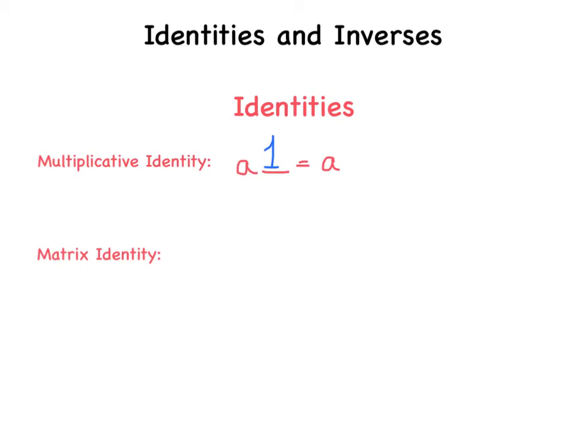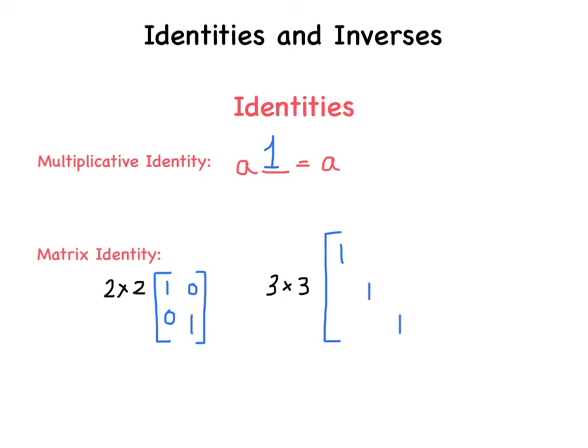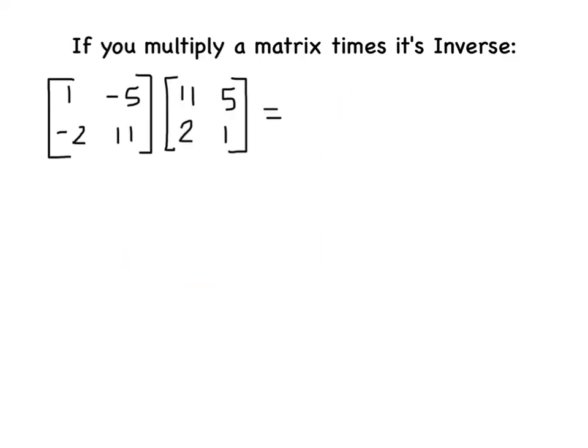A matrix identity of a 2 by 2 looks like this. Ones on the forward diagonal and zeros in the other holes. Okay, the identity of a 3 by 3 is ones in the forward diagonal and zeros in all of the other holes. That is the 3 by 3 identity. So, if you multiply a matrix and its inverse, you should end up with the identity.